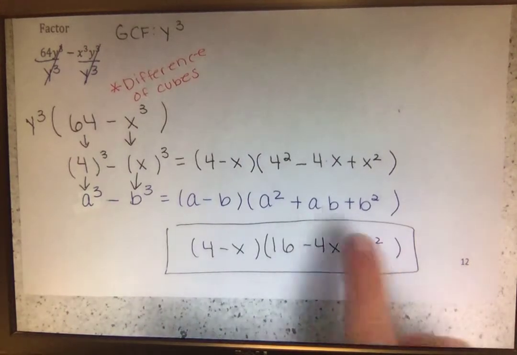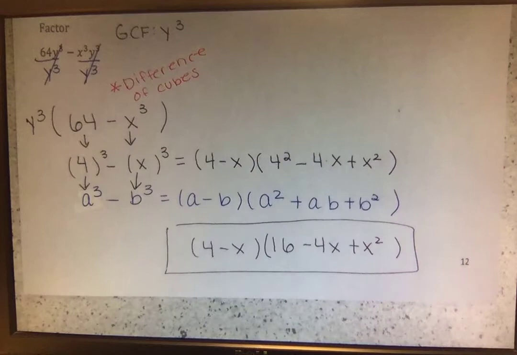This cannot be simplified. Given that formula, it can never be simplified. So that's our final answer. So that is Module 5, Homework 4 notes.